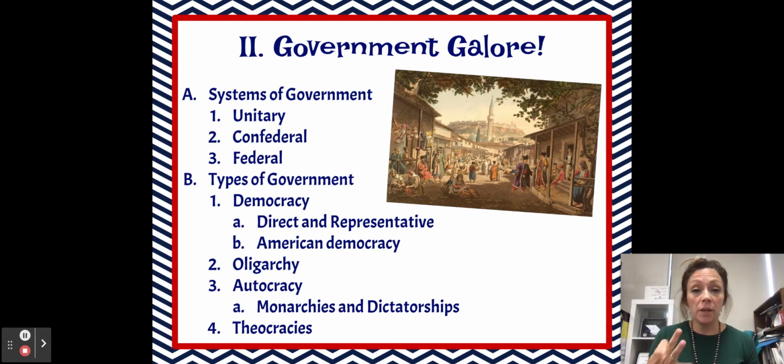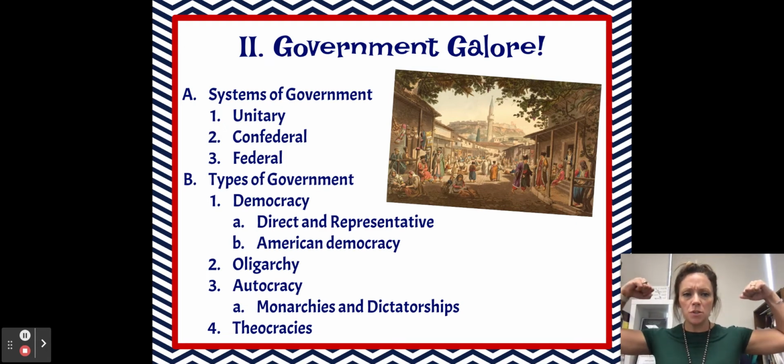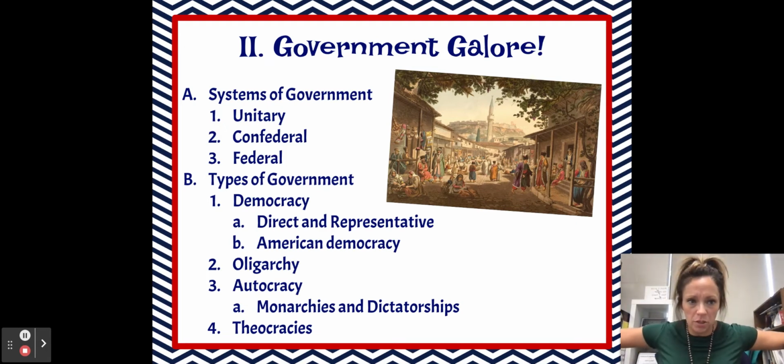Okay, so we have three different systems of government. We have a unitary system, a confederal system, and a federal system. So in a unitary system, the entire country or the entire area is governed as a single unit. Okay, so in a unitary system, you've got a powerful central government. And if you have any regional or state governments or local governments, they have really limited power. Okay, so super strong central government, super weak regional governments.